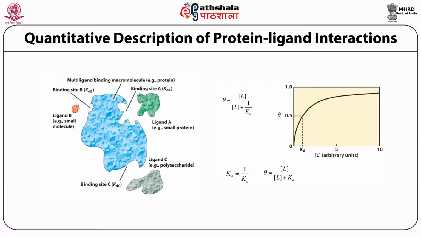And the value of theta is again represented in terms of ligand divided by ligand plus 1 by Ka. After rearranging this equation, since Kd equals 1 by Ka, you will get the value of theta as L, the ligand concentration, divided by L plus Kd. This is plotted in the form of a graph, and you can see the value of Kd where 50% of the ligands are bound to the protein.